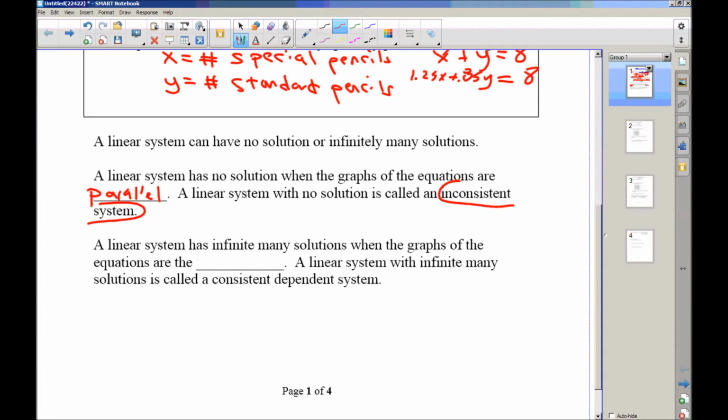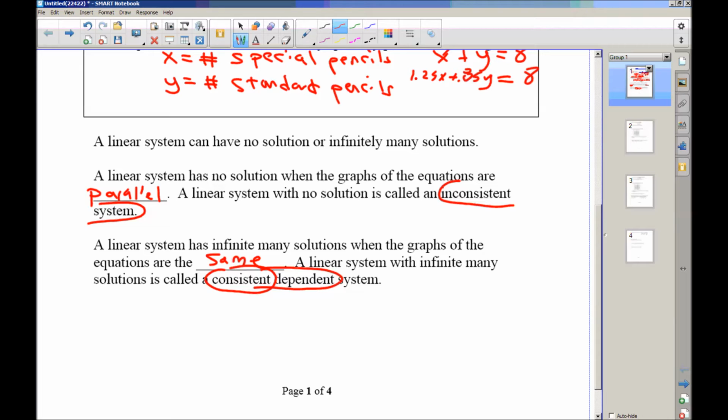Okay, now there's one other special one. A linear system has infinitely many solutions when the graphs of the equations are the same. So if the 2 graphs lay right on top of each other, then how many places do they cross? Well, they cross everywhere, at infinite places. So this one's called a consistent system, okay, or a consistent dependent system. Okay, so it's just always right on top. Inconsistent is when they never cross. Consistent is when they always cross.